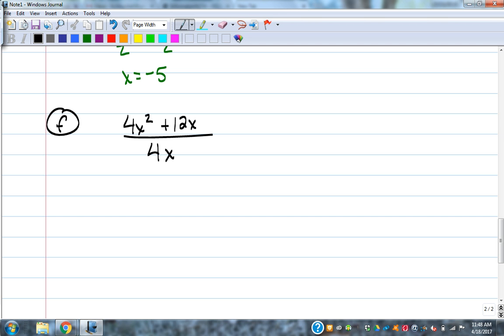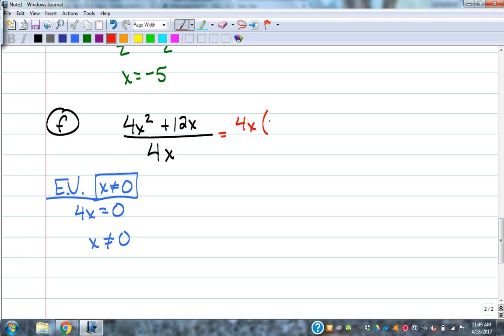4x squared plus 12x over 4x. So we're going to find our excluded value. How do we find that? Okay, so 4x is equal to 0. So x cannot be 0. That one's pretty easy to solve. And then I want to think about factoring the fraction, factoring all the parts of it that will. So the top part, will it factor? What's the GCF? 4x. What's left in the parentheses? x plus 3.